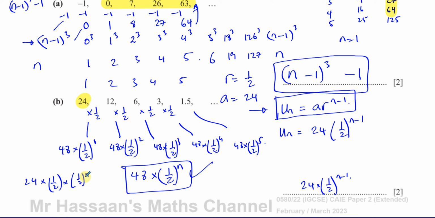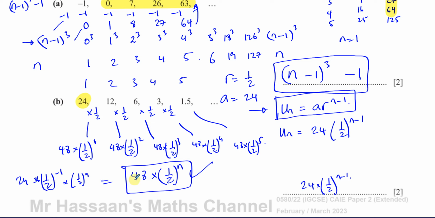Then it's going to give me, this will be 24 times, no, this would not be times a half, this would be 48 divided by a half. So this would be 48 times a half to the power of minus 1. Okay, that's going to give me, that would be 24 times a half to the power of minus 1. Okay, so 24 times a half to the power of minus 1 was going to give me 48 times a half to the power of n.